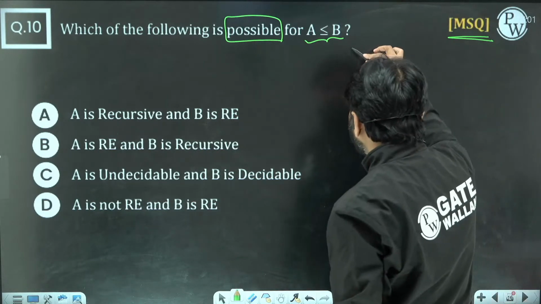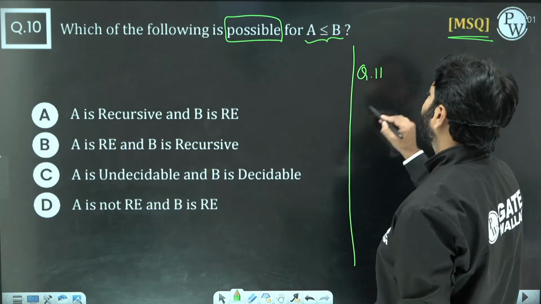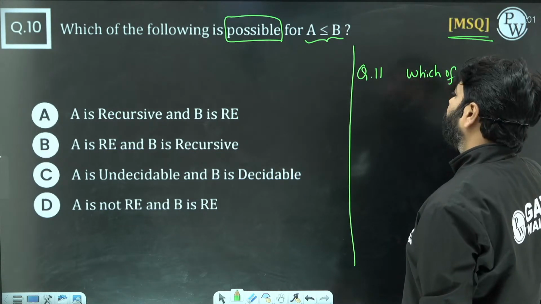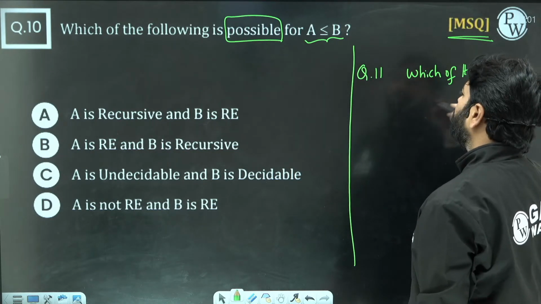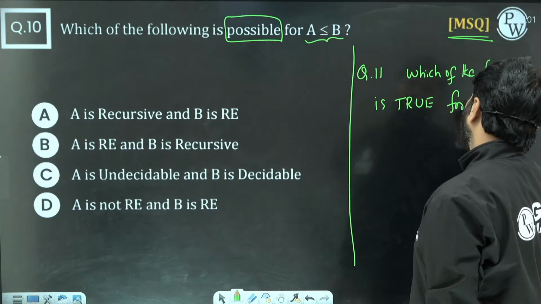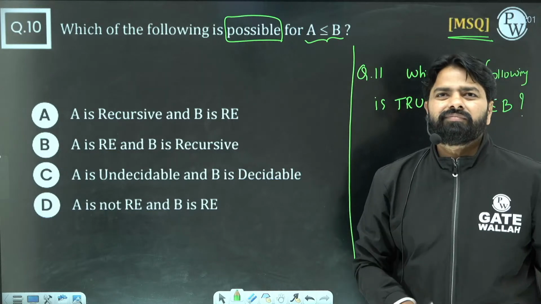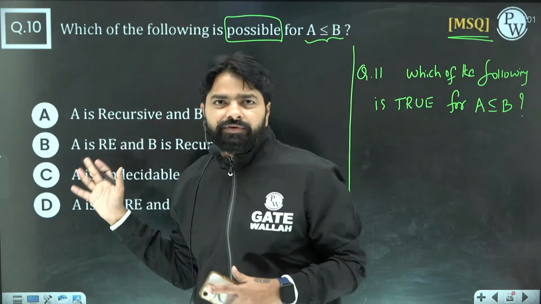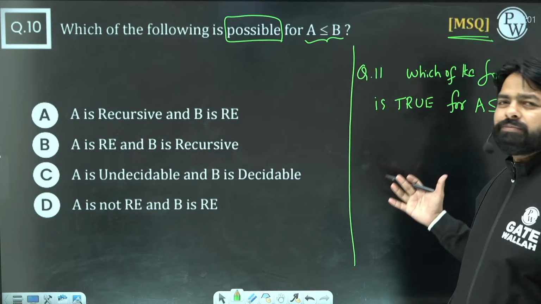I'm writing one more statement here. Just making another question. Options will be the same. Which of the following is true for A reducible to B? Both questions are different. Question 10 first answer it, question 11 also you answer it. What will be the difference between them?